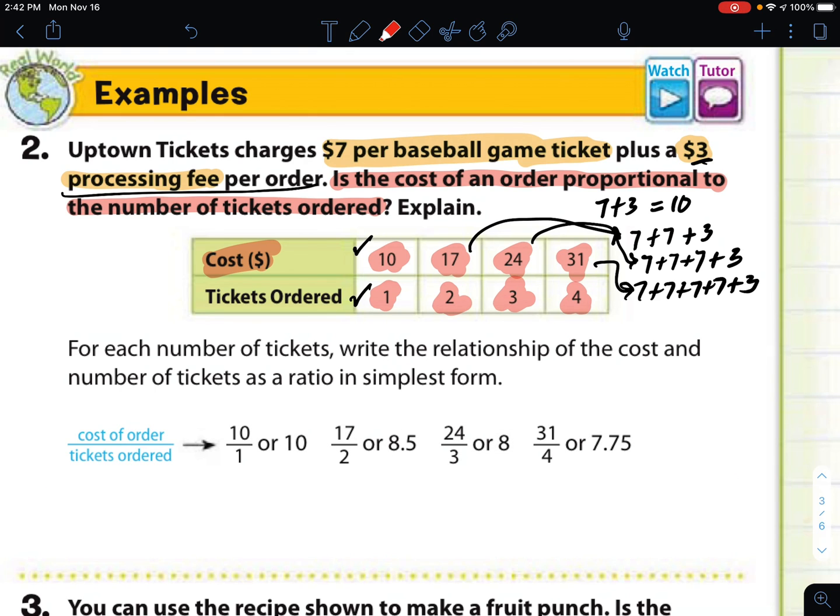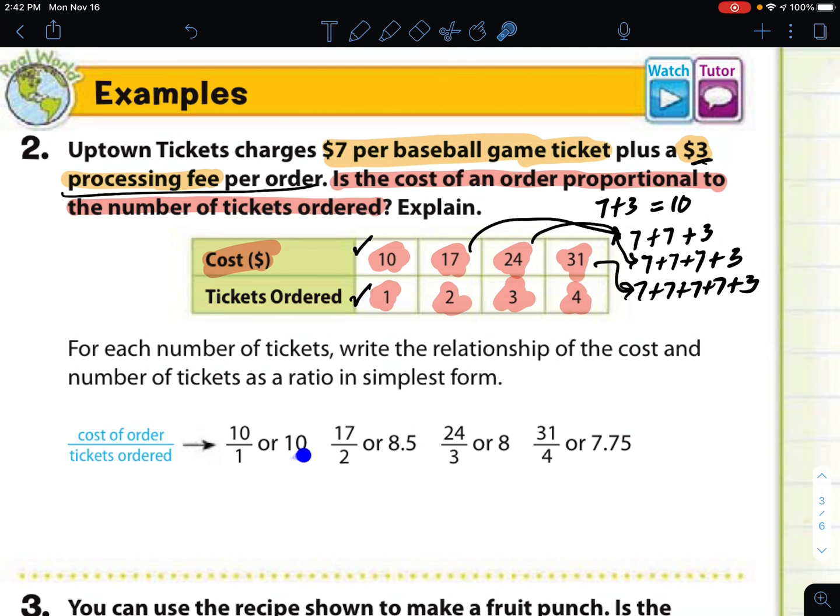So the cost of an order, we start here, is $10 per one ticket, or 10. So that is the simplest form of this ratio. 17 over 2. If I divide 17 by 2, I get 8.5. So this is again the simplest form of this ratio as a decimal. The simplest form of 24 over 3 is 8. And the simplest form of 31 over 4 as a decimal is 7.75.